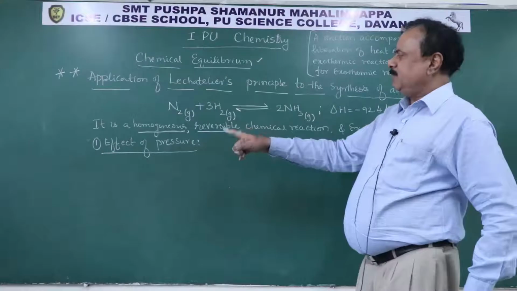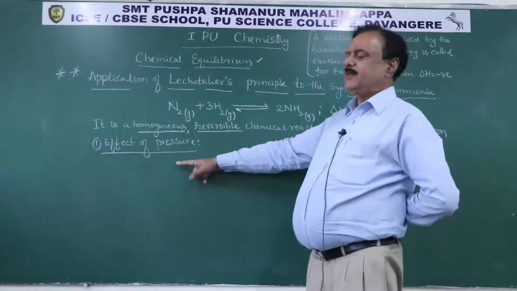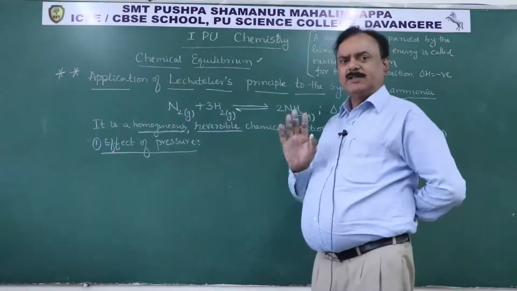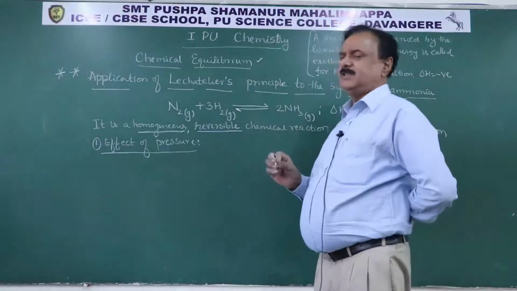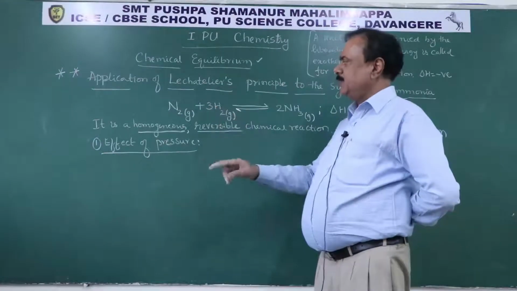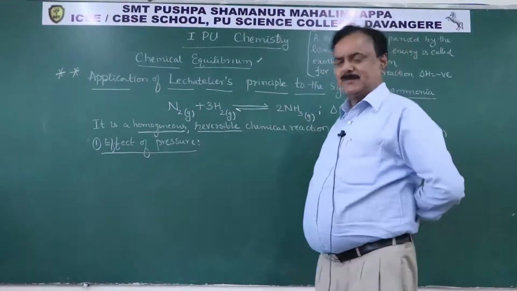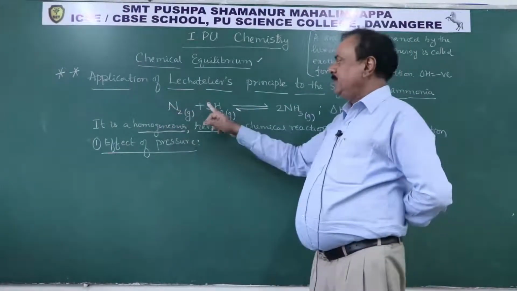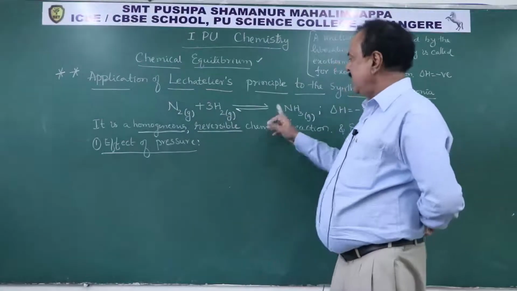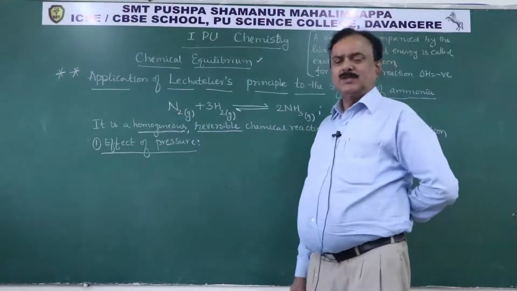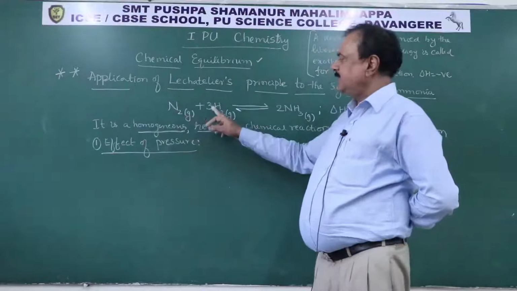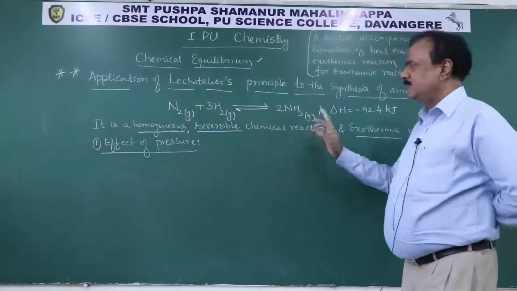When you apply the effect of pressure on a reversible, homogeneous chemical reaction, it is to be noted how many moles are on the reactant side and how many moles on the product side. On the reactant side, 1 plus 3 is equal to 4 moles, and on the product side there are only 2 moles. Here the number of moles of the reactants is greater than the number of moles of the products.